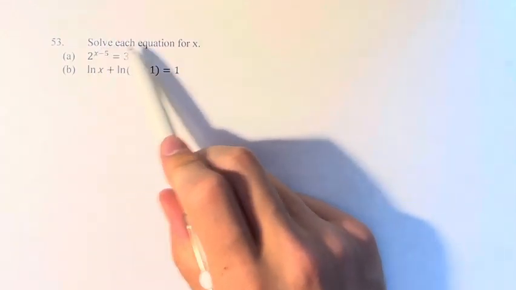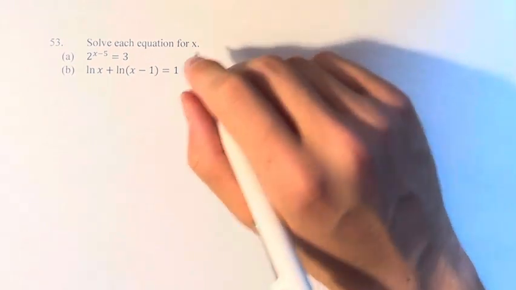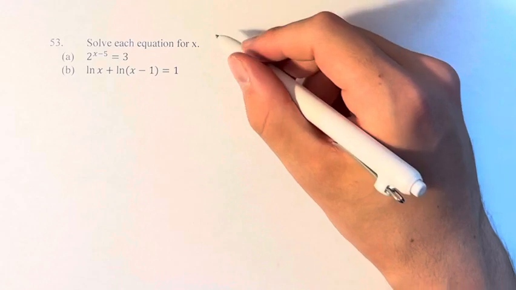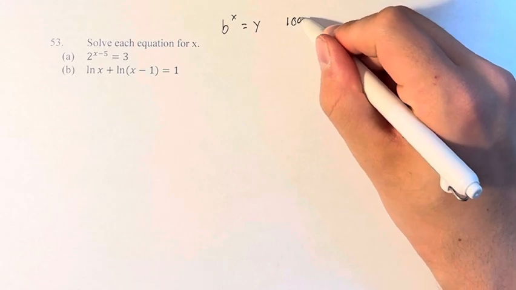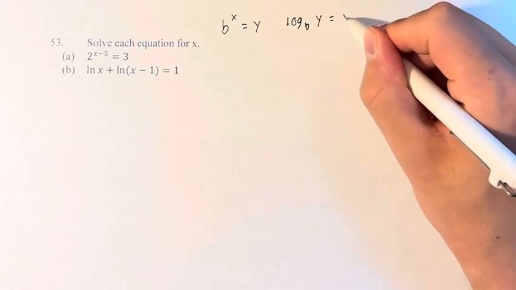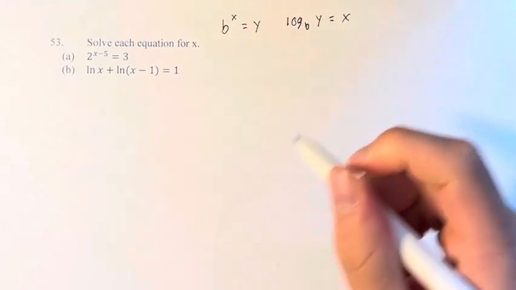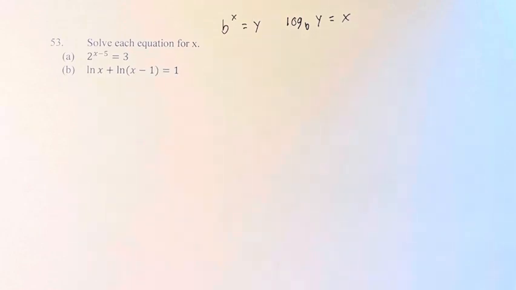In this problem, we're asked to solve each equation for x. We're going to do this by using the relationship between exponentials and logarithms, where if we have b to the x equals y, then log base b of y equals x, right? These two are equivalent, and we're going to be switching between them to solve these equations.